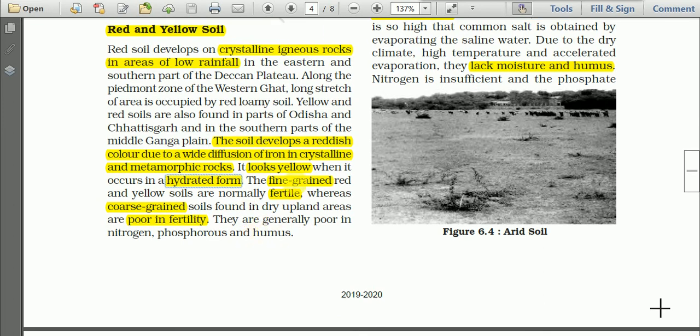And the fine grain red and yellow soils are normally fertile, whereas coarse grain soils found in dry uplands are poor in fertility. Remember, fine grain red and yellow soils are fertile. Fine grain means the size of the particle is very, very small, whereas the coarse one, the bigger one, is normally not fertile. And red and yellow soils are generally poor in nitrogen, phosphorus, and humus.